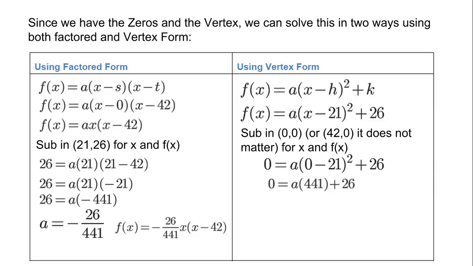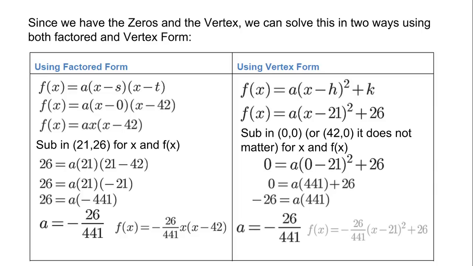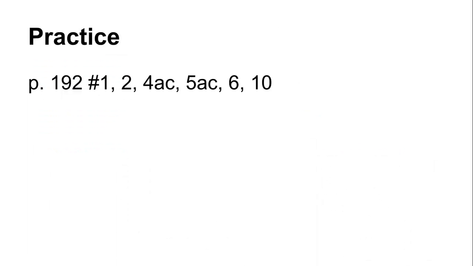Negative 21 squared is 441. Subtract 26 from both sides. Divide by 441. We get the exact same a value. And we just put it together in the end. Okay? So you see the situation where you can get these two equations. They actually represent the exact same parabola. That's why they have the same a value. If you expanded them out, you get the same answer. But one's in vertex form, one's in factored form. And they're both very useful, though, for subbing in any value for x to get the value for y. So here's your practice.